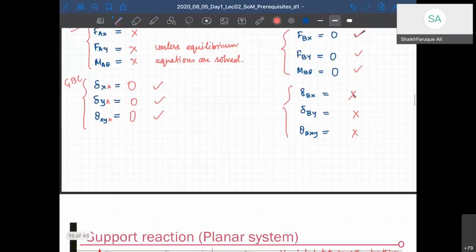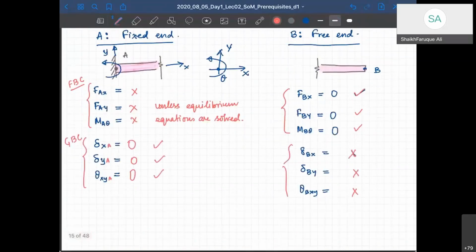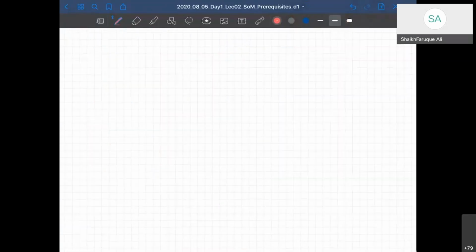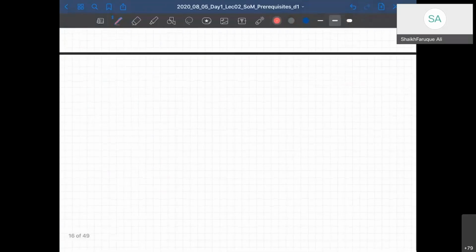And if you're not satisfied with this, let us give another example. But please remember this example. I'll not spend time again to explain these things because it's going to take a lot of time.